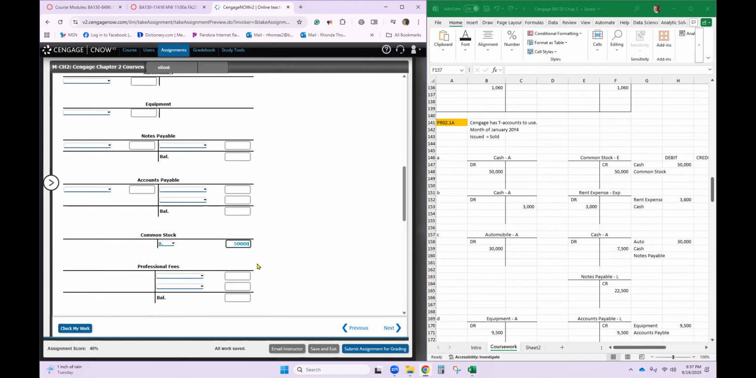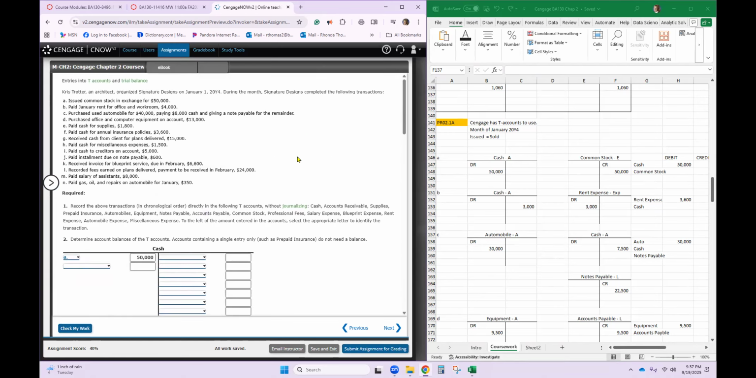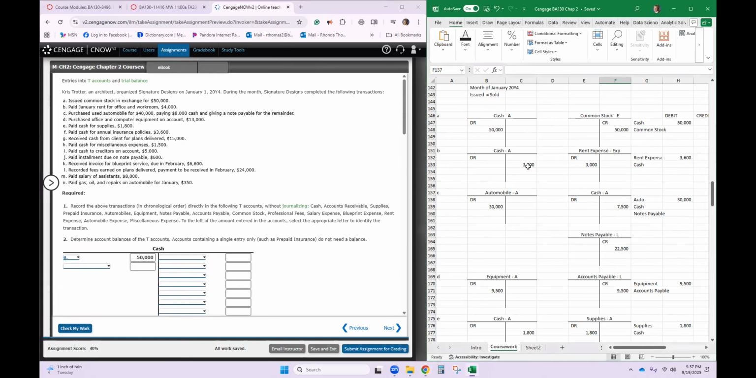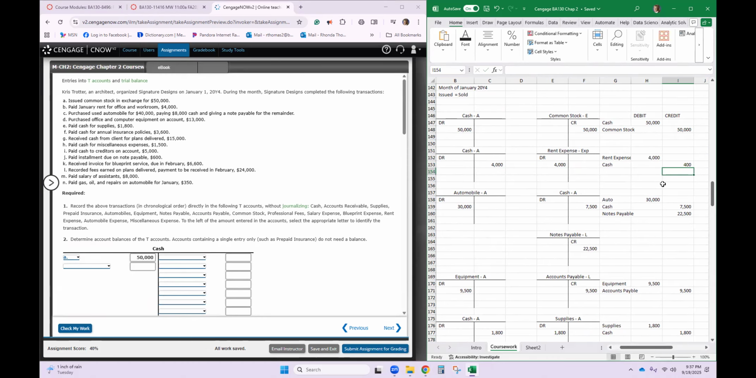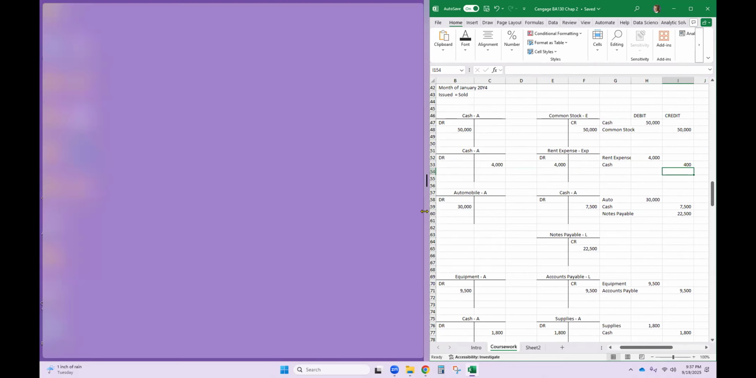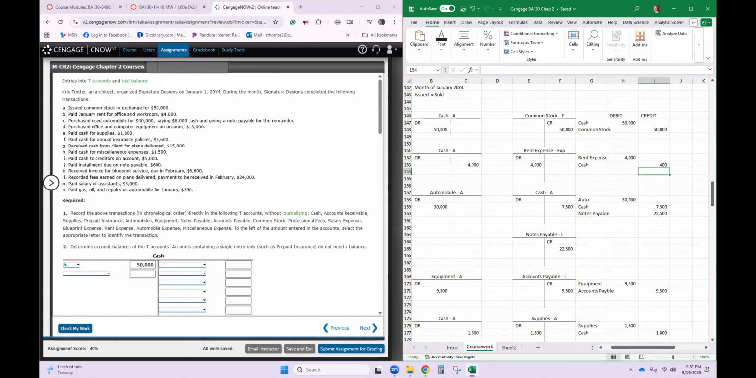It's nice to have a static problem that we're working together. So, all right, and I'm just going to read them from the book. That way I don't have to scroll up and down so much. Okay, so the next one is paid January rent for office and workroom, $4,000. So here we are, and let me change it. Okay, so $4,000. We're debiting it, and that's going to be rent expense.